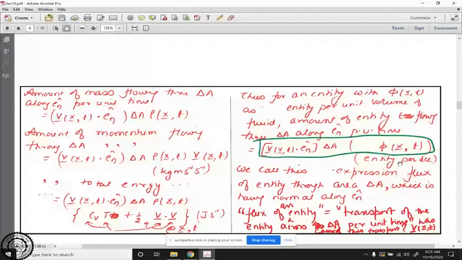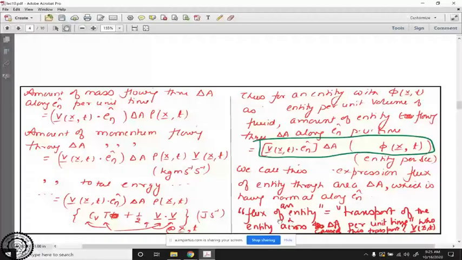We call this expression the flux of the entity. This is what is defined as the flux of the entity through area delta A, which has normal En. So the unit of flux is entity per second. So this will be called the flux of that entity through area delta A.